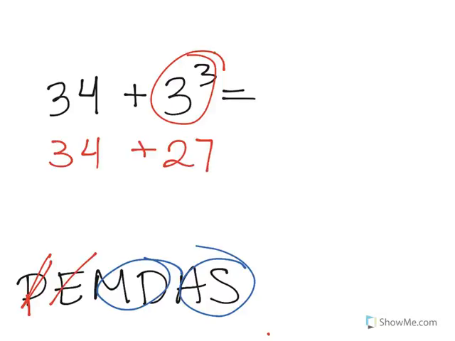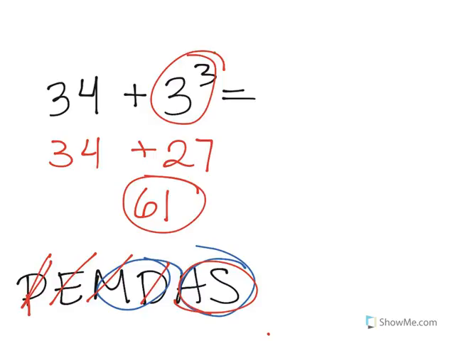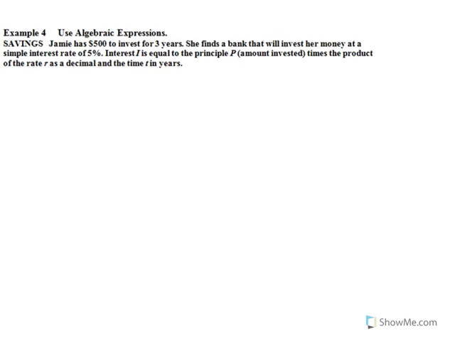So we do not have any more exponents. We do not have multiplication or division. We do have addition or subtraction. In this case, we have addition. So 34 plus 27 is equal to 61. And this is our answer.